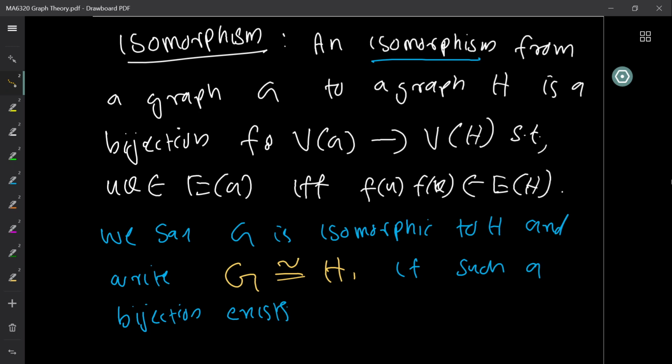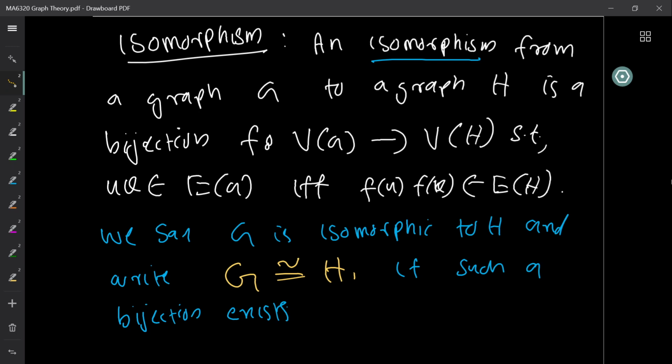Now, we define, this is a natural way of looking at graphs, right? The isomorphism between graphs is basically a bijection, which maps the vertices to vertices such that the edges are preserved. So we are looking for a bijection from the vertex set of the first graph G, let's say, to the vertex set of the graph H, such that the edge uv belongs to the edge set of G, for u and v in the vertex set of G, if and only if the corresponding images f(u) and f(v) form an edge in the graph H.